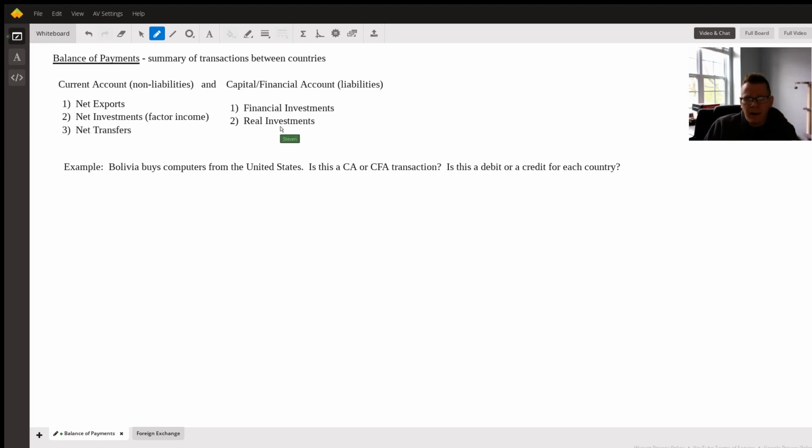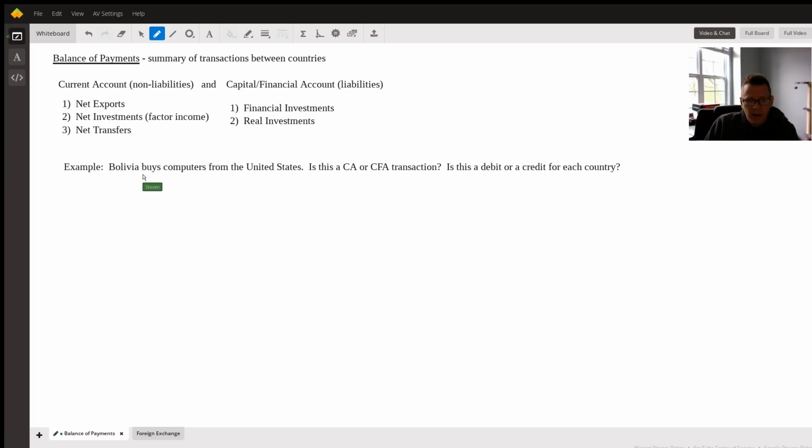And then for the capital financial account, so financial investments, you think of your stocks, your bonds, real estate, any type of purchase on those items would be classified in the capital financial account. And then real investments is actual stuff like factories and land. If I decided I wanted to go buy a piece of land in Thailand or somewhere, then that would be classified in the real investment.